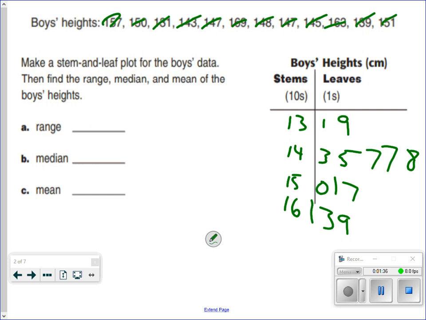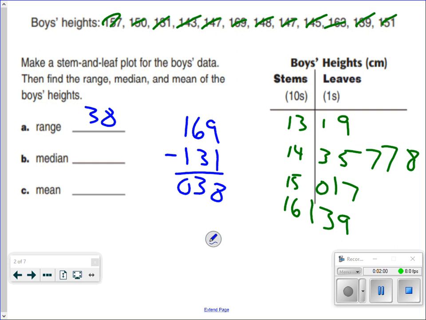Take a look here, the set of data here. So we're trying to find the range. Our biggest number would be down here at 169. Our smallest number would be 131. That's why these stem leaves are so convenient, because you can really find this data pretty easily. Subtract here, 9 minus 1 would give me 8. 6 minus 3 is 3. 1 minus 1 is 0. So we have 38 for a range.